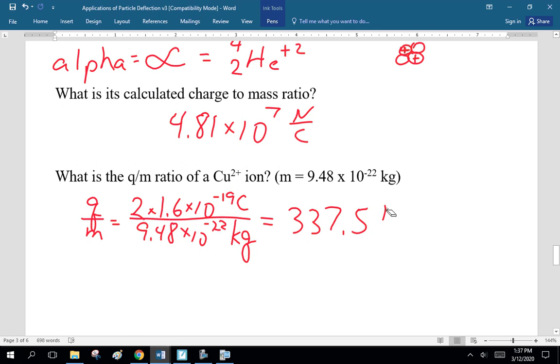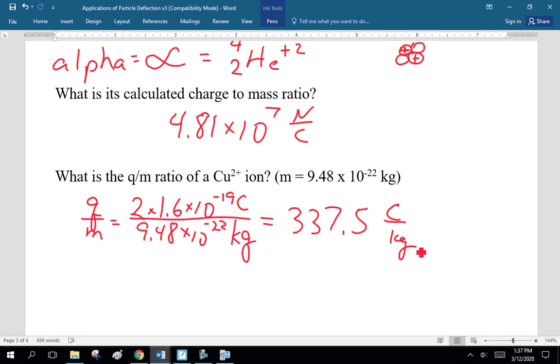Sorry, coulomb per kilogram. Now note that's very different than the 4.8 times 10 to the 7. So it was fairly easy for the early scientists to calculate the charge to mass ratio. They just didn't know the charge or the mass, so they left it as the charge to mass ratio. Now with Millikan's oil drop experiment, this is easy to solve, but I'm saving that for later.